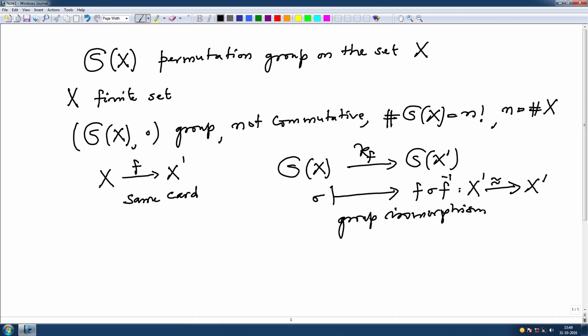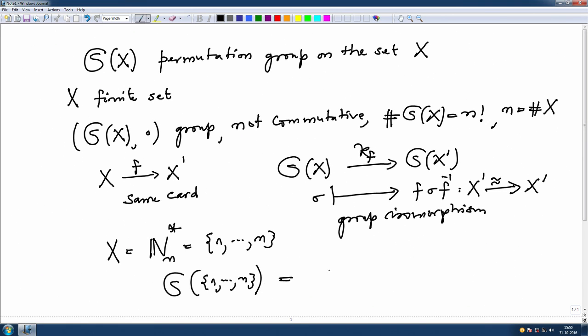So, to study this permutation group, we can without loss of generality assume that X is our standard set which has n elements, that is this 1 to n set. And in this case I will denote S of 1 to n by the shorter notation S suffix n, and this is called the permutation group on n letters or n symbols, and we want to study this group.